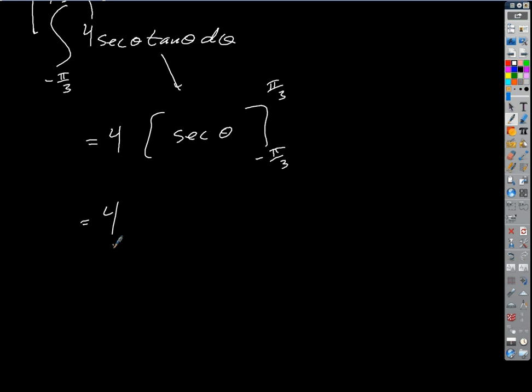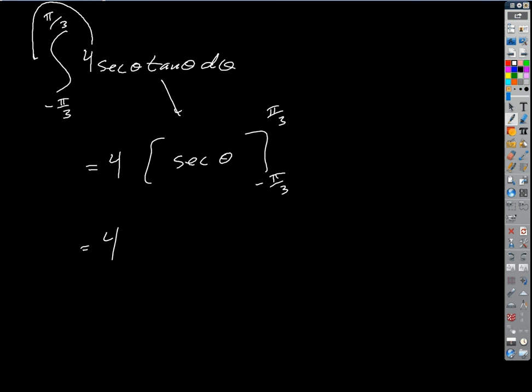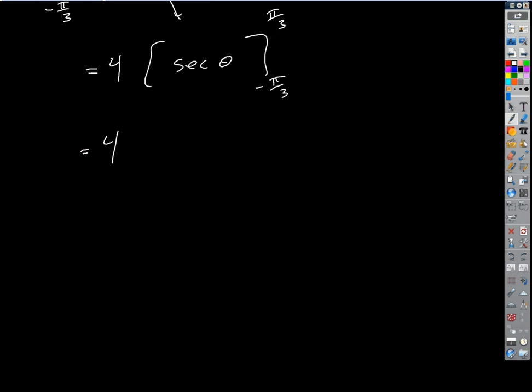So we're going to evaluate this from negative pi thirds to pi thirds. First we've got secant of pi thirds minus secant of negative pi thirds, right? What's secant of pi thirds? Think unit circle.